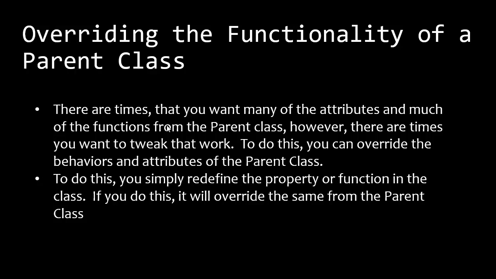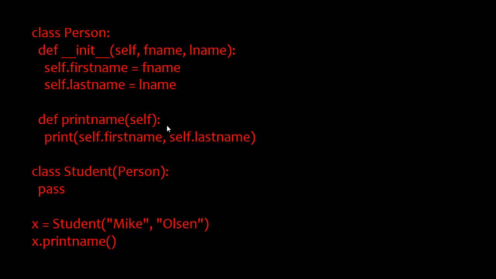So you don't want to rewrite everything that's been done already. Meaning, you want to reuse all the things that are out there that you're going to use 100%. However, there's that one thing, and what you can do with this is simply redefine the property or function in your child class. And doing that will override it. It has to be the exact same name from the parent class.